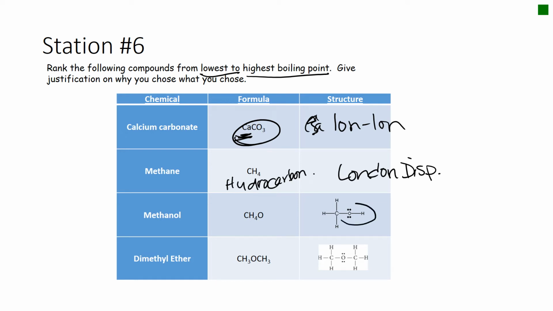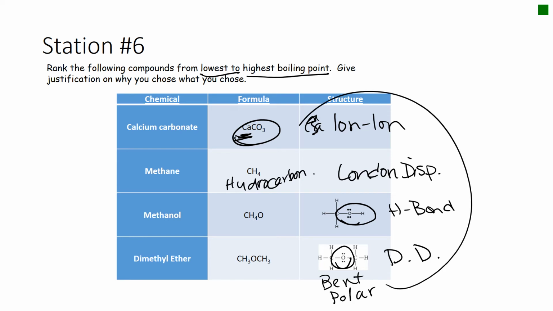This guy, because we have a hydrogen bond right there between that O and that H, this would be H bond. And if I figure out the polarity of this molecule based off of that O in the center, which is bent, that means it will be polar, which means that it will be a dipole-dipole. What you will notice on this structure and on all of these stations and on the test is that we will typically use one of each type. So if you get one where you have multiple, like let's say hydrogen bonds, you probably did something wrong.